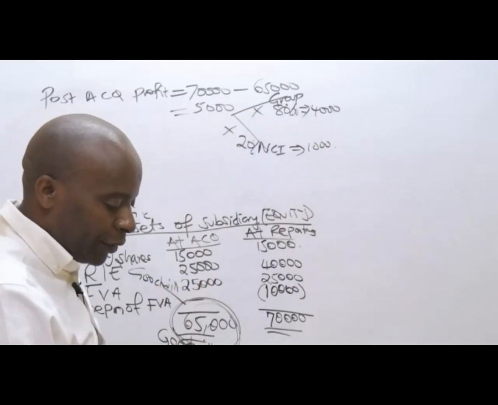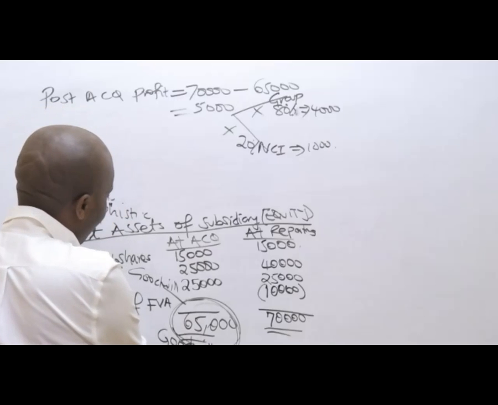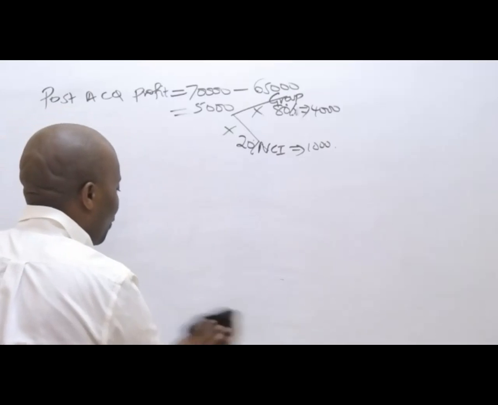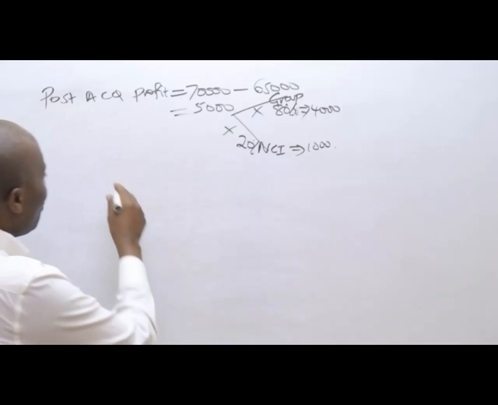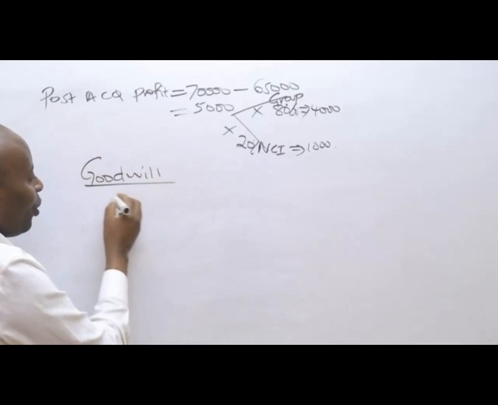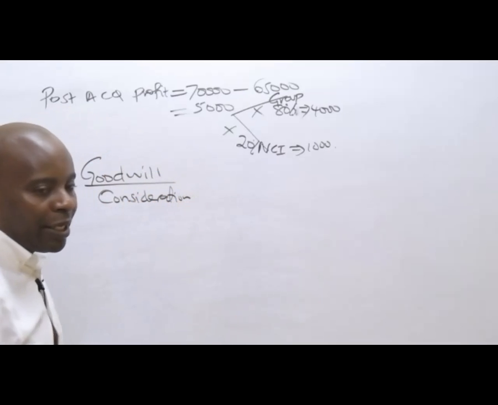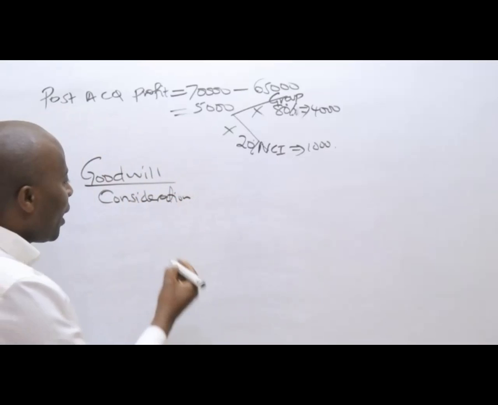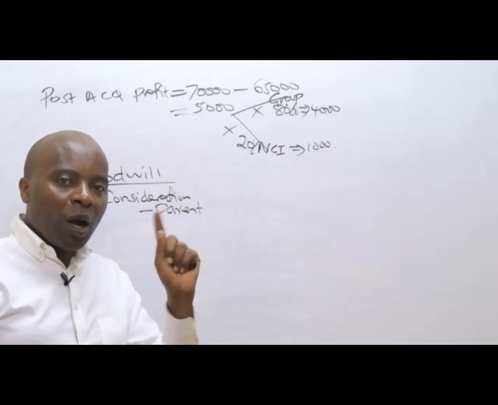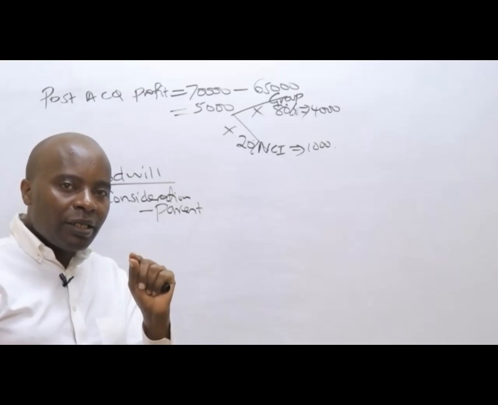Give us goodwill. So goodwill, ladies and gentlemen, is quite an easy thing to compute. What we shall do is to look at the considerations paid. We have two stakeholders here. We have the parent company. The parent company must have paid something to acquire its stake in the subsidiary.